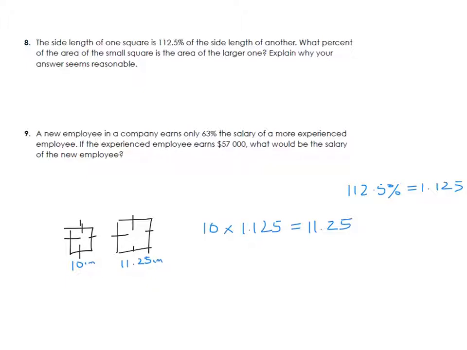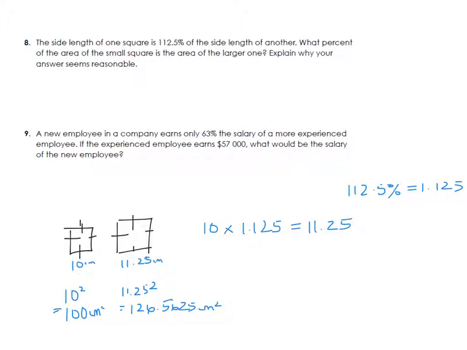And it wants me now to compare the area of these two shapes. So the area of the first square is going to be 10 squared, and that's going to be equal to 100 centimeters squared. And the area of the next one is 11.25 squared, and that's going to be equal to 126.5625 centimeters squared.